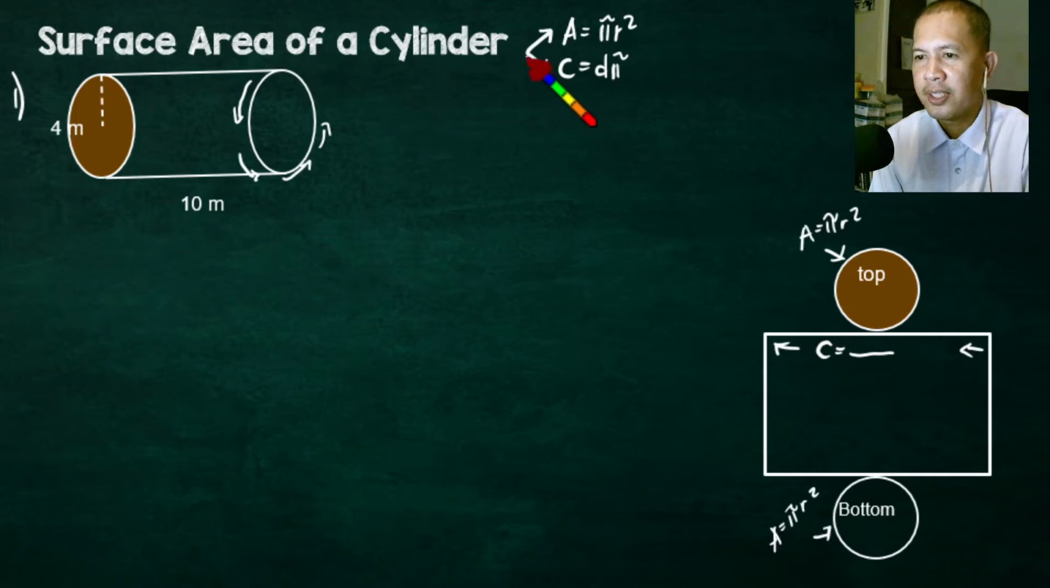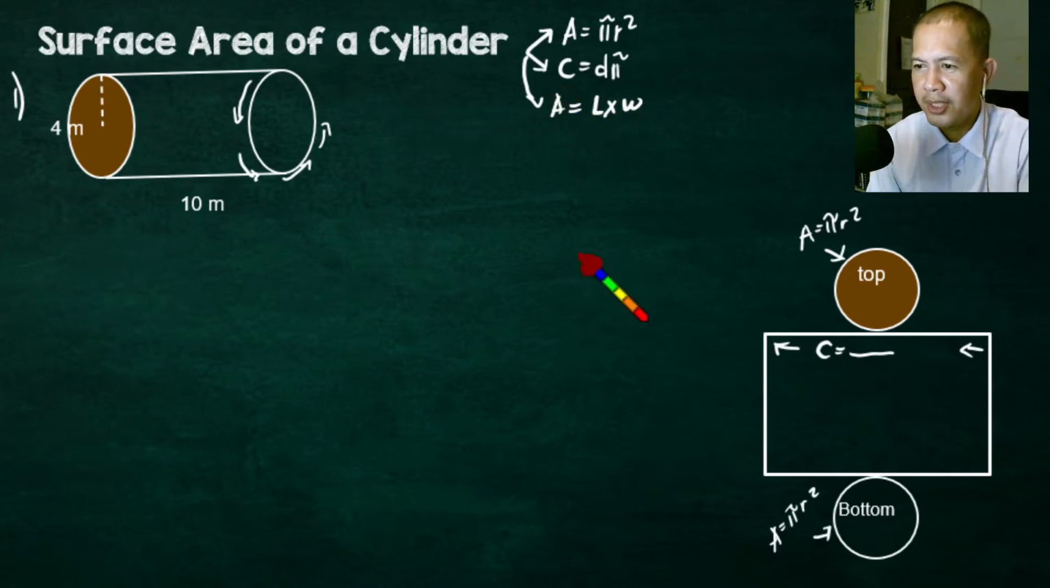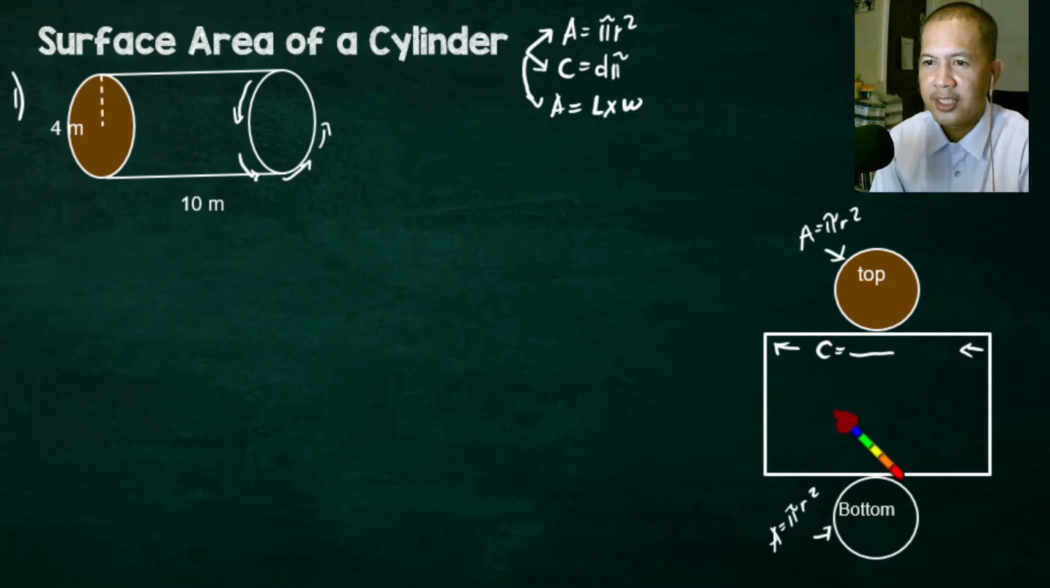Okay, so ang last natin gagamitin ay ang area ng ating rectangle na length times the width. So yan ang tatlong gagamitin nating formula para mahanap natin ang surface area ng isang cylinder. So simulan natin sa paghahanap ng area ng ating circle.